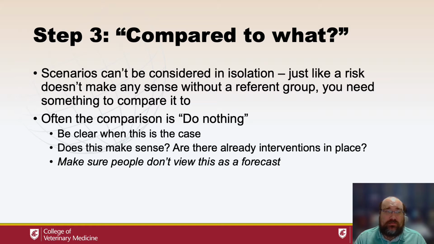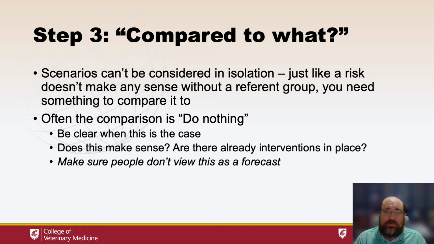The third step is, compared to what? Scenarios can't be considered in isolation. If you think about a relative risk, a risk doesn't make any sense without a reference group. The same thing is true for most decisions. You need a comparison. Very often the comparison we reach for is do nothing. We often call this a baseline, which I think is a poor term for it.